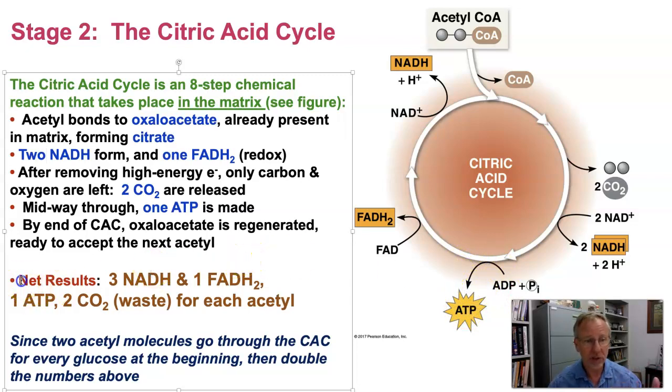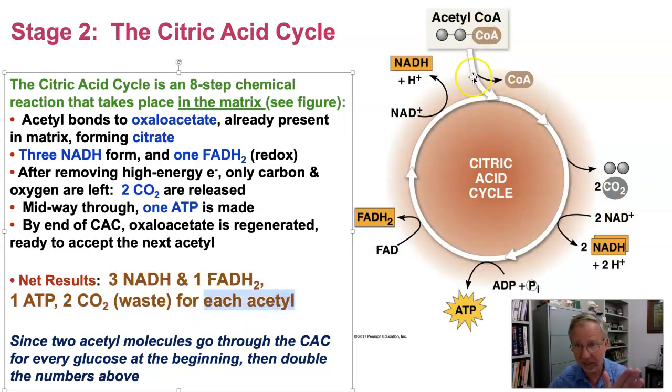Okay, what are the net results of the citric acid cycle? Well, the answer, there are 3, fix this again, NADHs. There's 2 over here and there's 1 over here. So 3 NADHs are made from 1 citric acid cycle. 1 FADH2 is made, okay? 1 ATP is made. And lastly, 2 carbon dioxides are released as waste for each acetyl.